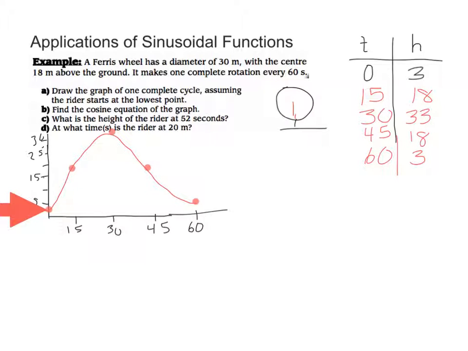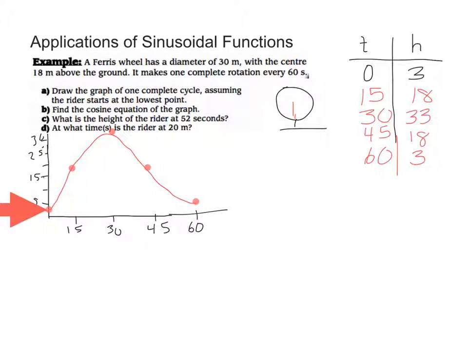It looks kind of like a part of a sine function. It's not a perfect drawing by any means, but it gives you the idea. So what's going to happen is then once you get to that 60, it's going to do that same thing again and again. But it only asks for one cycle, so that's what I'm going to draw. And then we need to write an equation.